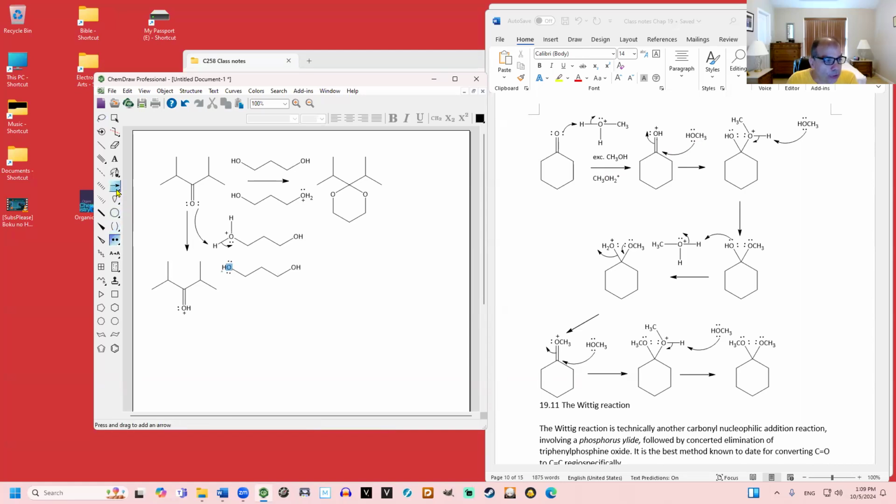Your arrow should start at one of the lone pairs on oxygen and end at the carbonyl carbon. And then we break the carbon-oxygen pi bond and move the electrons onto oxygen.